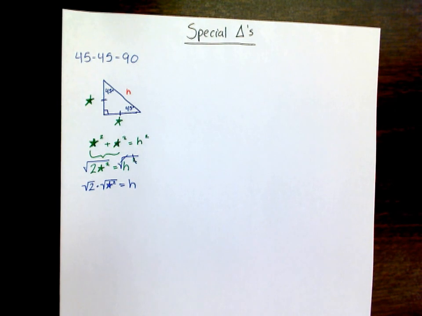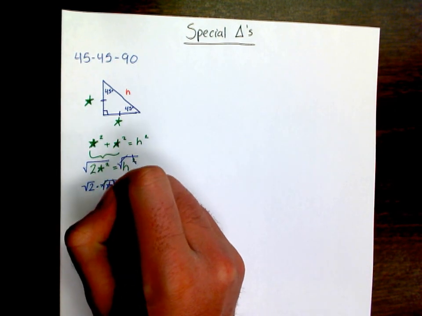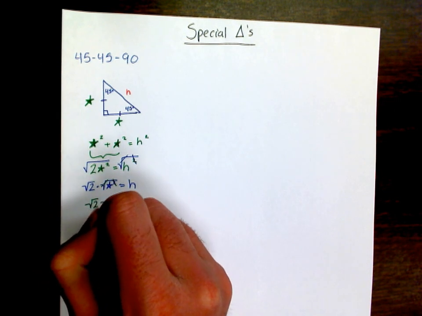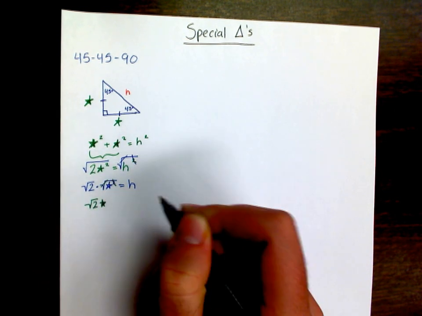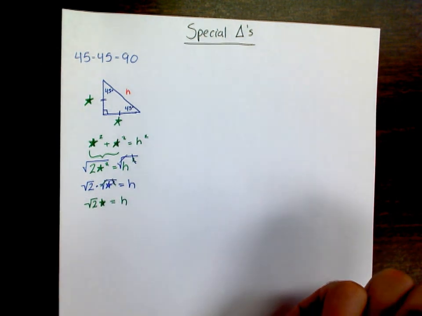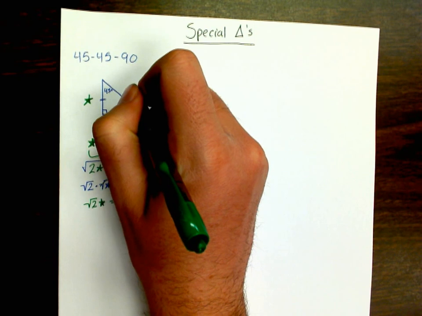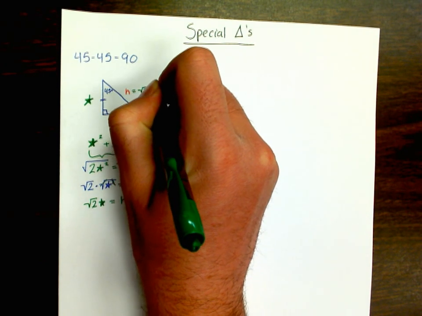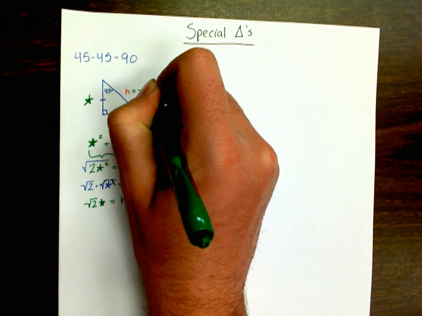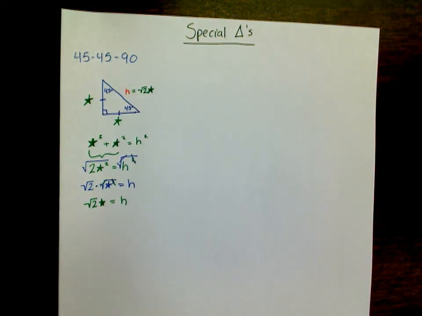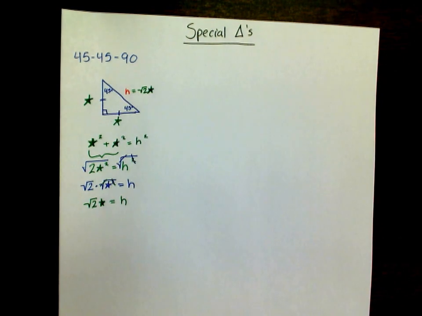Let's stick with green here. So what I'm left with is the square root of 2 star equals h. So the side length up here is the square root of 2 times whatever the two congruent sides are. So times star. Now I want you to remember, star is just a number here, okay?